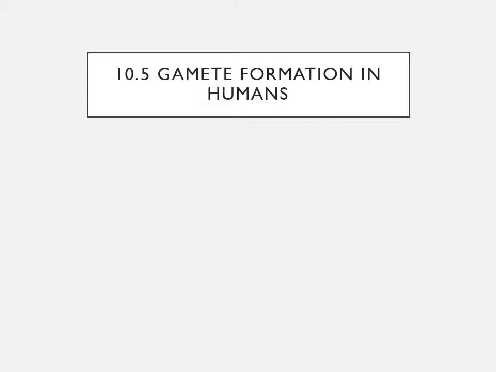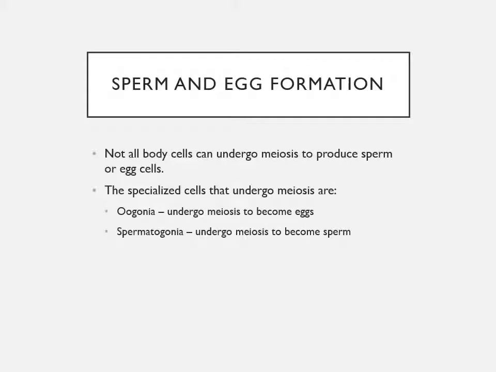Next is section 10.5, gamete formation in humans. Not all of your body cells can undergo meiosis to produce sperm or egg cells. The specialized cells that undergo meiosis are oogonia for females, and oogonia are the type of cells that undergo meiosis to become eggs, and spermatogonia are the special type of cells that undergo meiosis to become sperm.